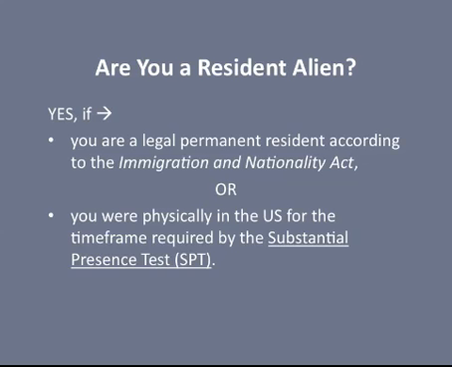If the foreign national does not fall within either of these two categories, she or he is a non-resident alien for tax purposes. Most students and scholars and their dependents qualify for a special exception to the substantial presence test. I will first explain this special exception, and then I will explain how to apply the substantial presence test.